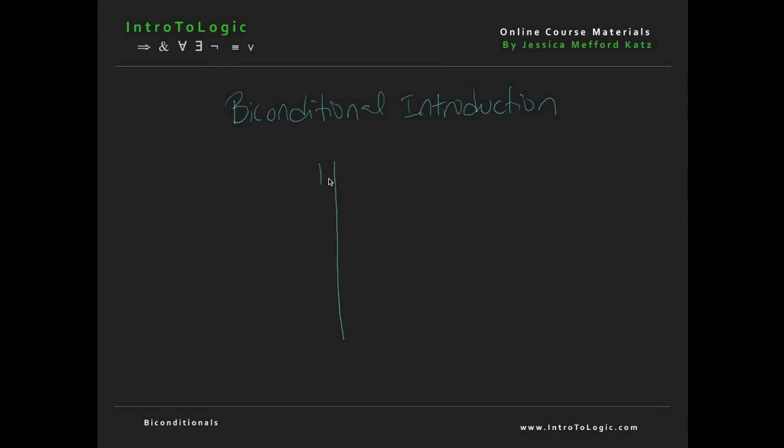According to this rule, if we have two conditionals as our assumptions, or other premises in a proof, and the two conditionals have the same letters, such as P and Q, and Q and P, but in reverse order. So notice that in line one we have the conditional, if P then Q. So P is the antecedent and Q is the consequent.